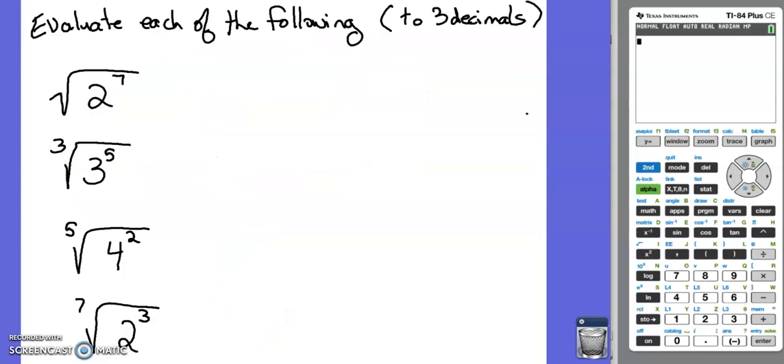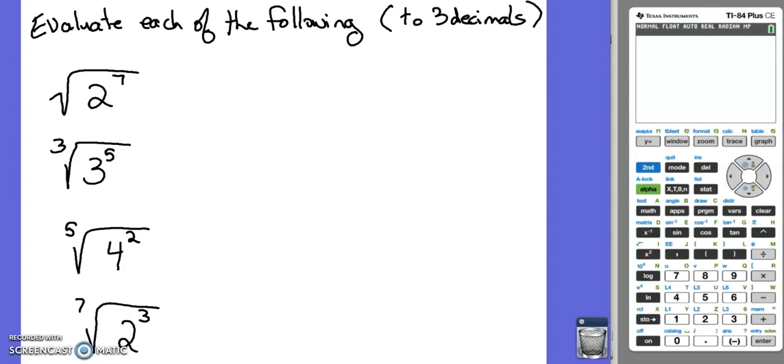Now, let's actually practice how to evaluate each of these using our calculator. And again, there is a way to do these without a calculator, but it would take some time to go into the explanation of this. So if you don't have a calculator for this, then you need to first find out how to evaluate square roots to decimals, and then you just raise it to whatever power that is.